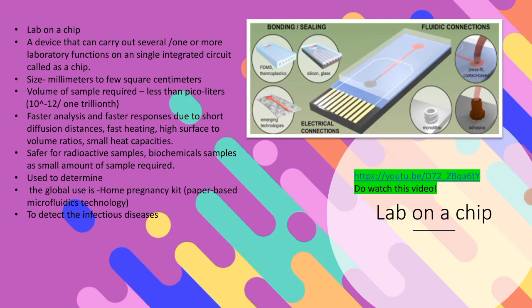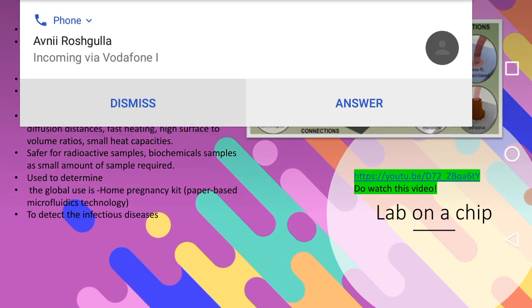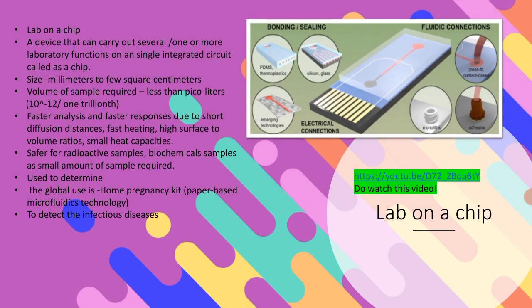Then the fluidic connections: the input spot where we will incorporate our sample. The sample can be press fit, or we can use adhesiveness for incorporating and absorbing the molecule into the above processes. Okay, so these are the major components of the lab on a chip method, which is the third type of biochip.